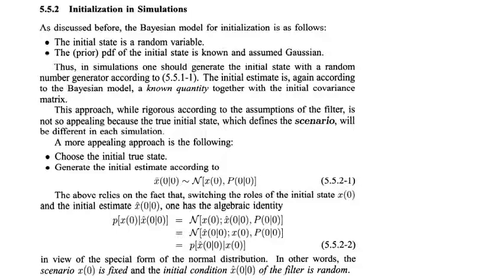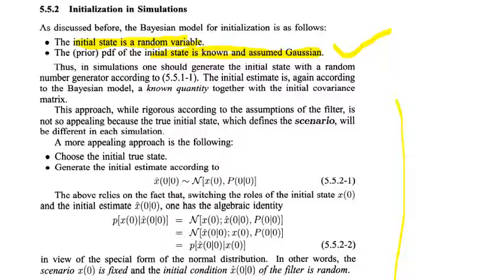Okay, initializing in simulations. We already know from the previous lecture that when you initialize, the initial state will be a random variable, and the second thing known is that the prior of the initial state will be assumed Gaussian. These are the two things that we are going to assume. We have already discussed this.